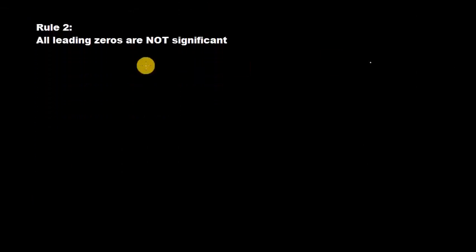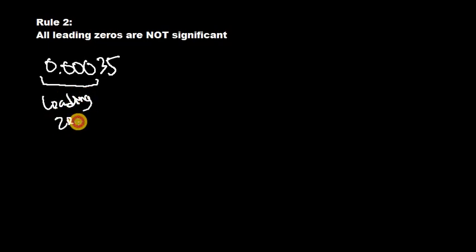Next, rule number 2: all leading zeros are not significant. What is the meaning of that, all leading zeros? Let me give you an example. Let's say we have 0.00035. These zeros in front of 35, we call leading zeros. So these are not significant.